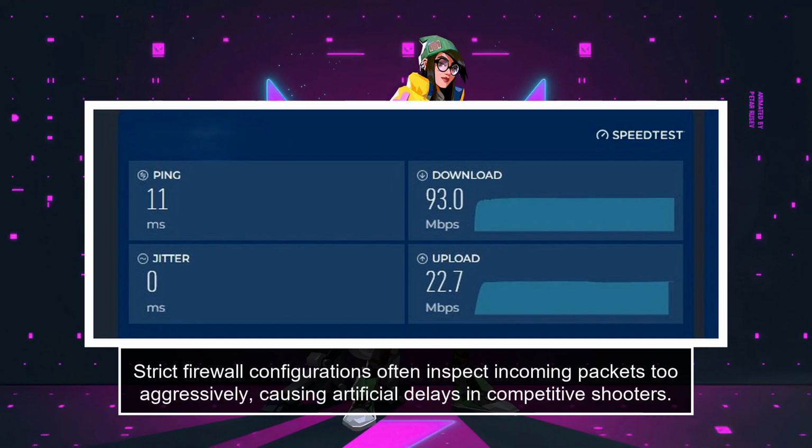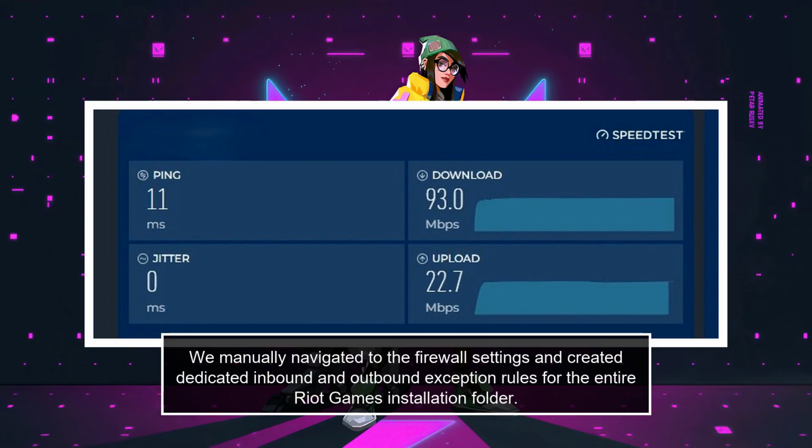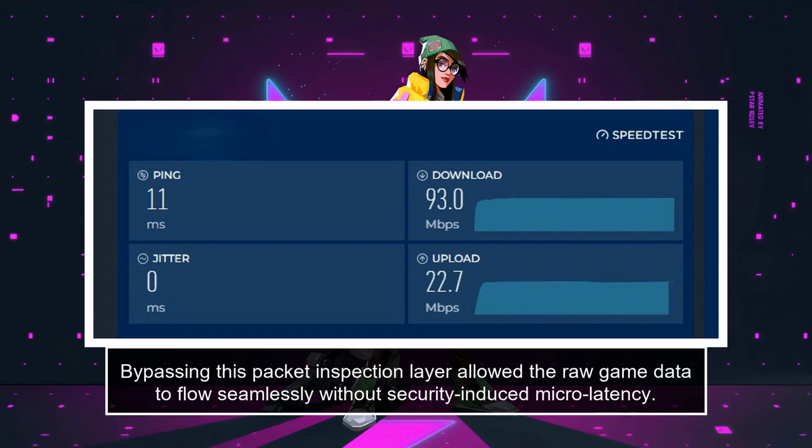Strict firewall configurations often inspect incoming packets too aggressively, causing artificial delays in competitive shooters. We manually navigated to the firewall settings and created dedicated inbound and outbound exception rules for the entire Riot Games installation folder. Bypassing this packet inspection layer allowed the raw game data to flow seamlessly without security-induced micro-latency.